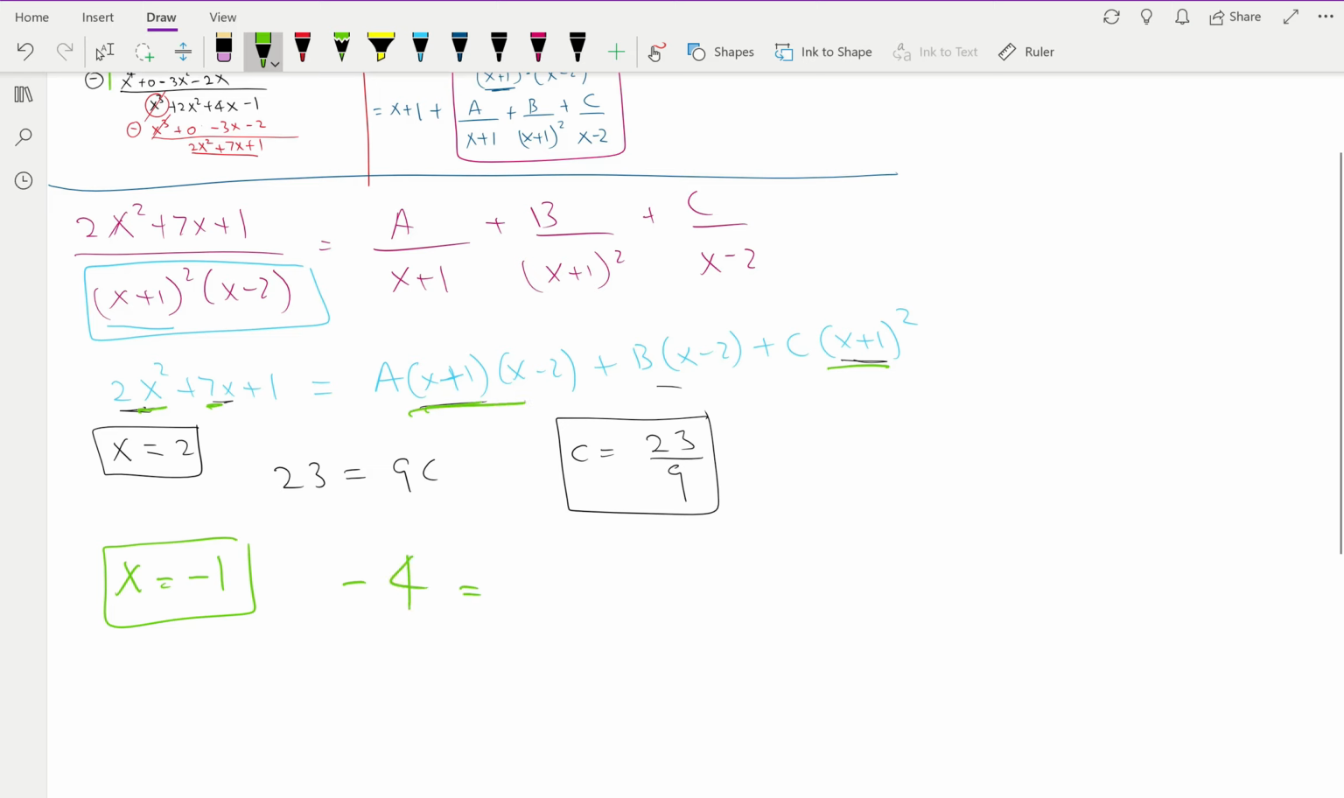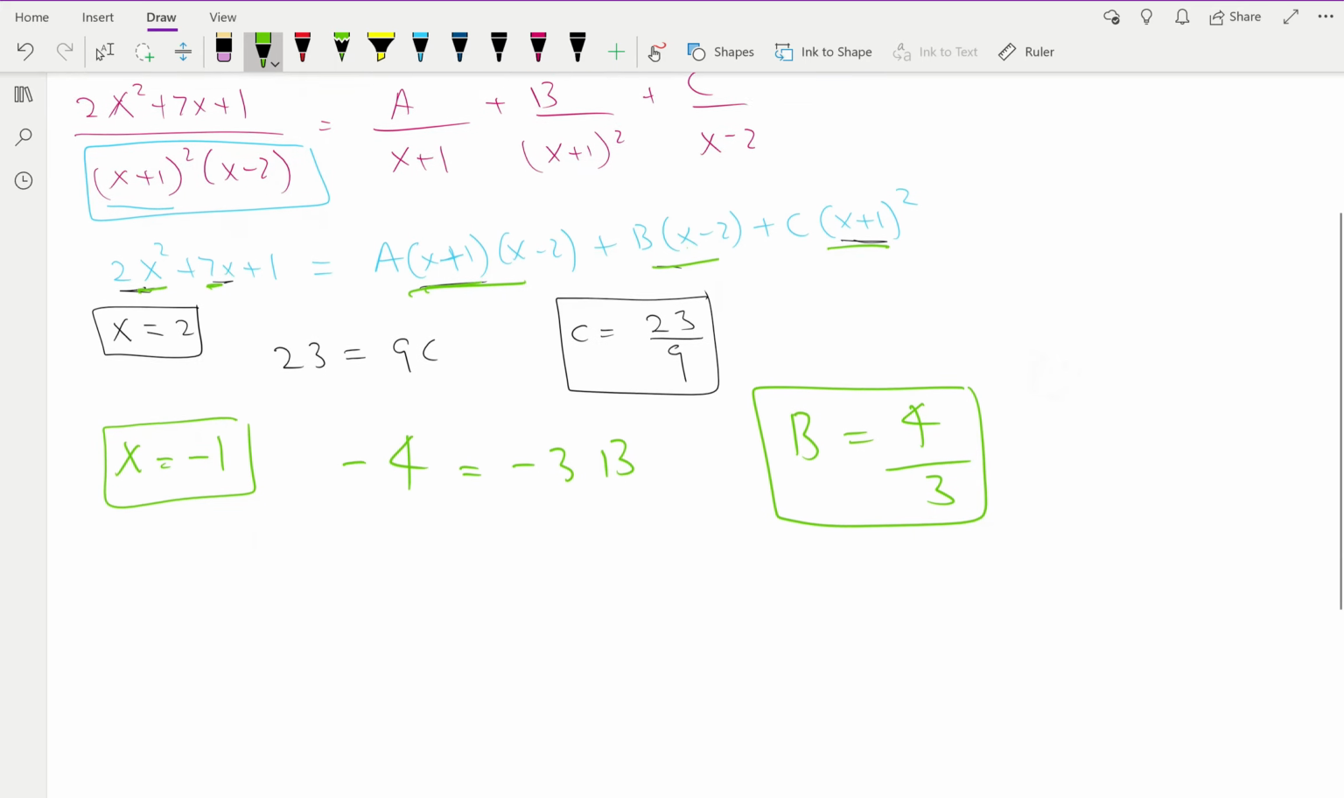This term will vanish when x is equal to negative 1. Negative 1 minus 3 is negative 3. So b is 4 over 3. Okay. Now we have to find a way to find a, because we ran out of magic numbers.